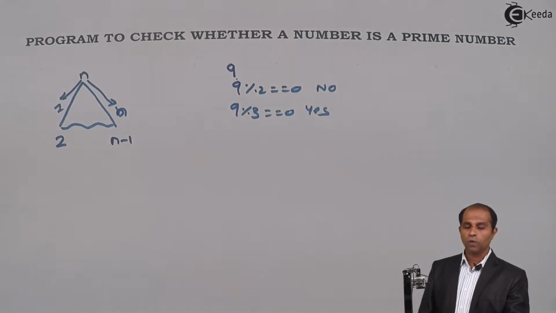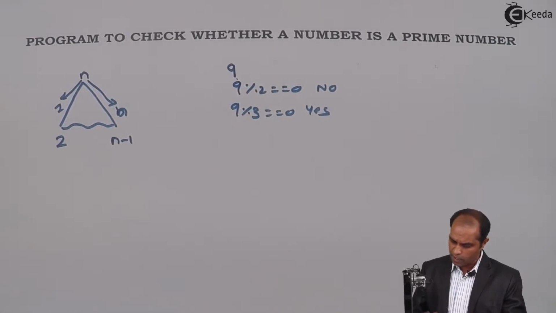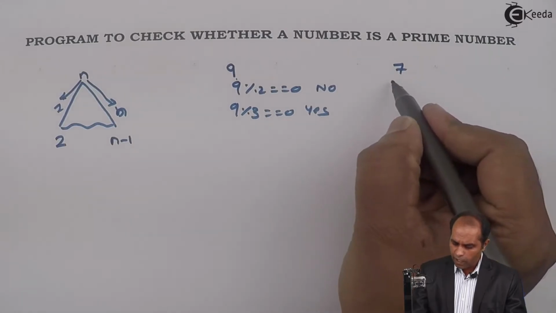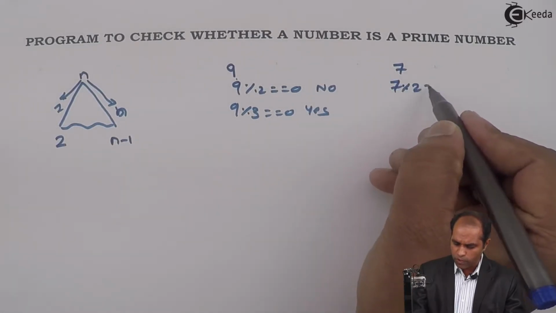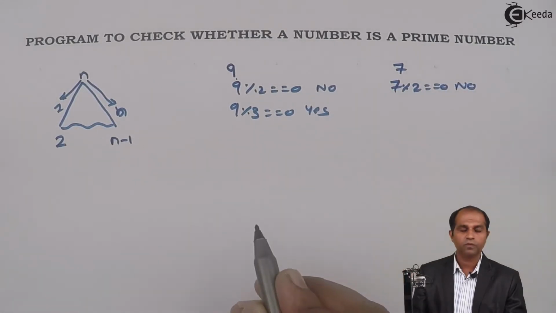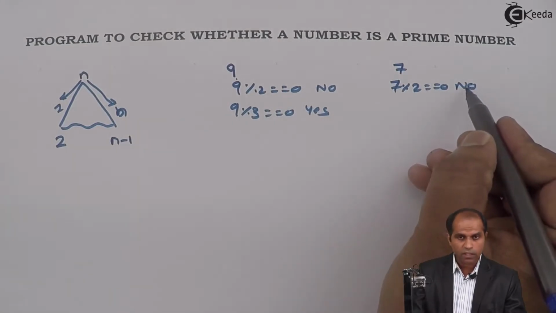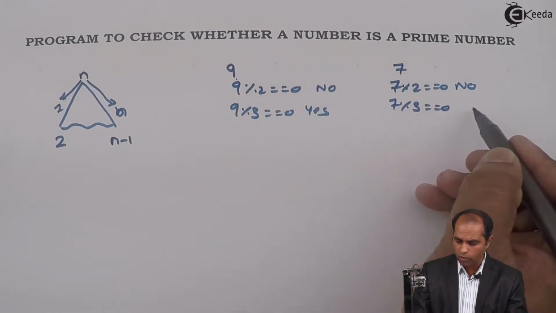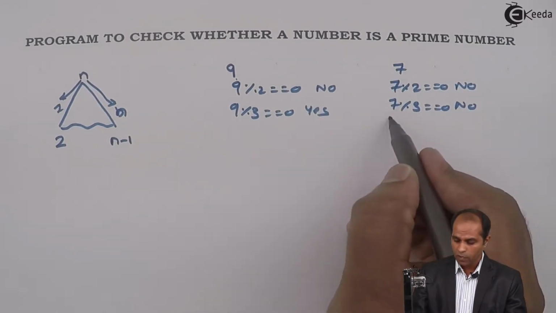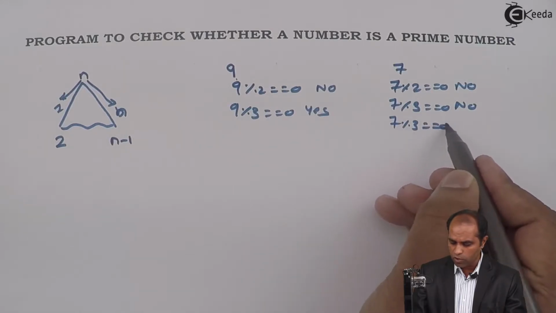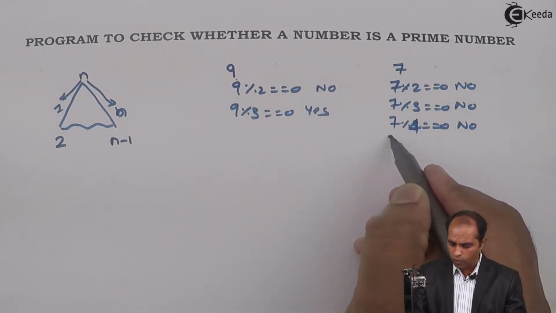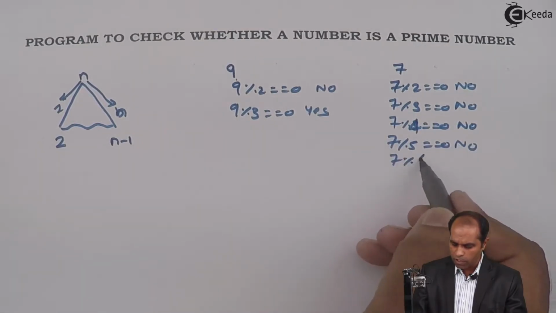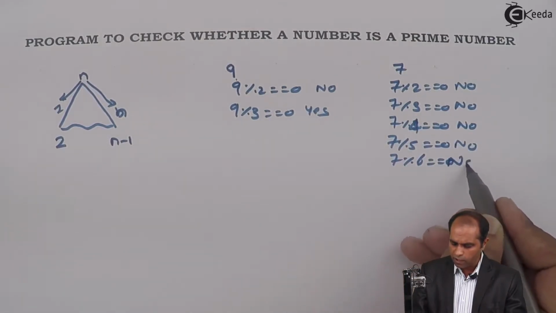Now let me try one more value. Suppose I take 7. I'll divide it by 2 first. Your answer comes as no. If the answer is no, then it might be divisible by some other number. So 7 mod 3 equal to 0? Answer is again no. 7 mod 4 equal to 0? Answer is no. 7 mod 5 equal to 0? Answer is no. 7 mod 6 equal to 0? The answer is still no.